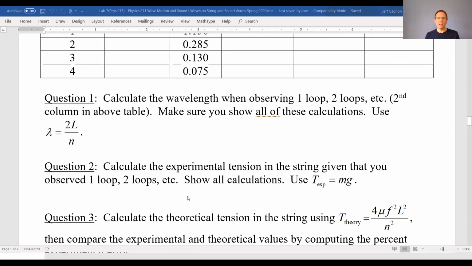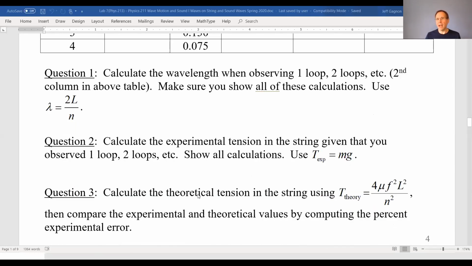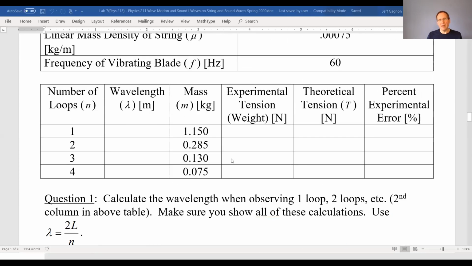Next, you're asked to calculate the experimental tension in the string, given that you observed 1 loop, 2 loops, 3 loops, and so on. Remember, I figured out the mass that I had to hang from the string. If I want to figure out the tension in the string, the hanger is not accelerating up or down, so the net force in the y direction has to be 0. Therefore, the tension pulling up must equal the weight pulling down. The sum of the forces in the y will give you 0.